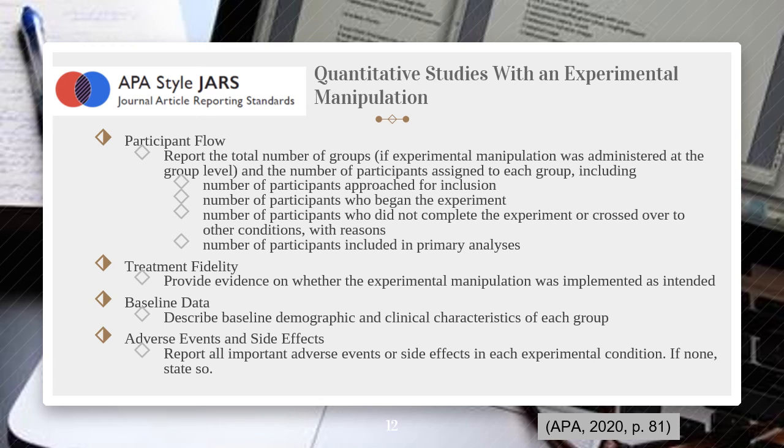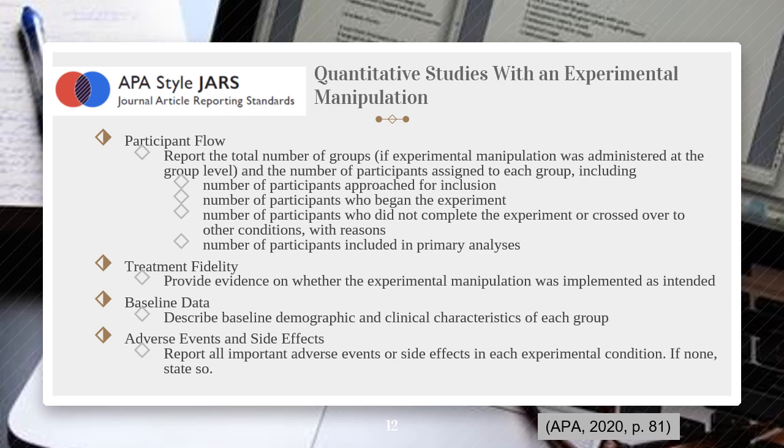We're going to end today looking at the JARS standards for experimental manipulation studies. And this information will all likely go up in the setup portion of your paper. In other words, you'll be providing this information to demonstrate the trustworthiness of your manipulation and your experiment. So you'll include information about the participant flow. So you'll report the total number of groups if the experimental manipulation was administered at the group level, so a between subject design, and the number of participants assigned to each group.